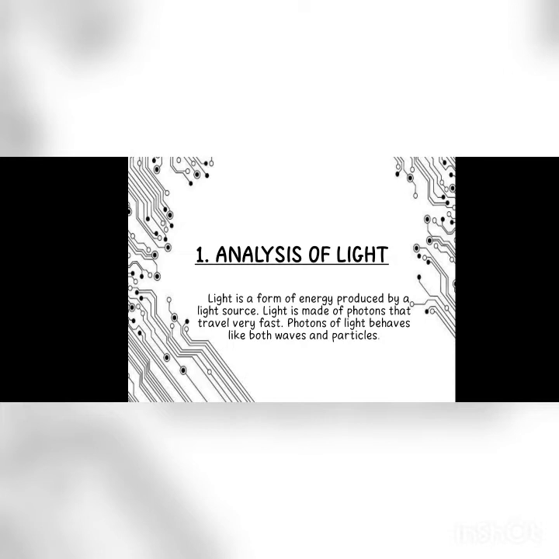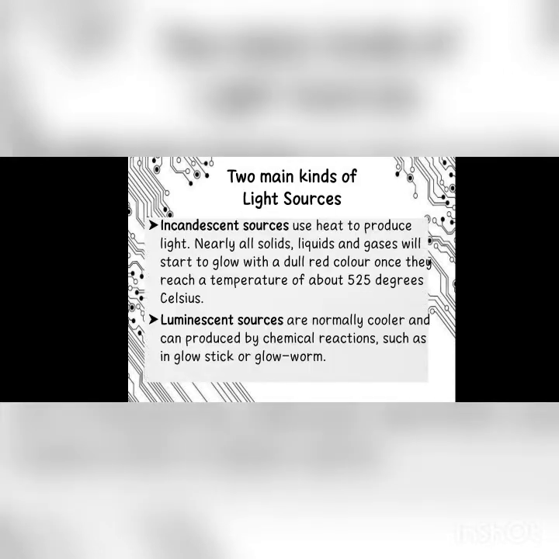Light is a form of energy produced by a light source. Light is made of photons that travel very fast. Photons of light behave like both waves and particles. There are two main kinds of light sources. The first one is the incandescent sources, which use heat to produce light.